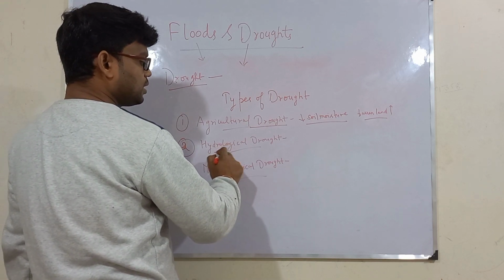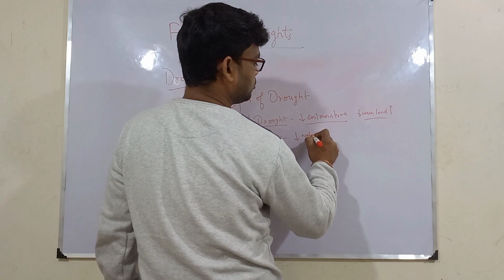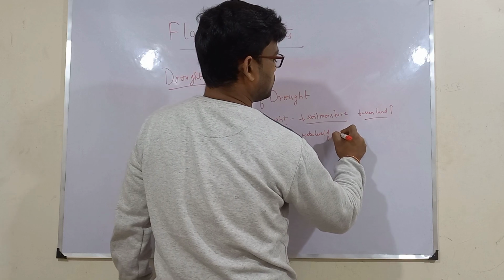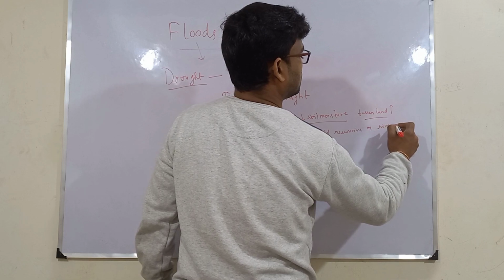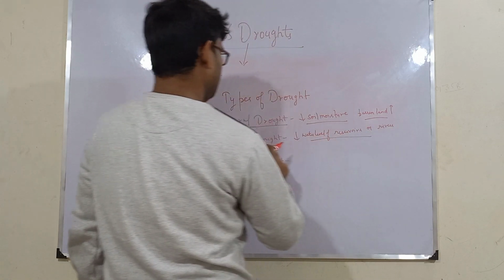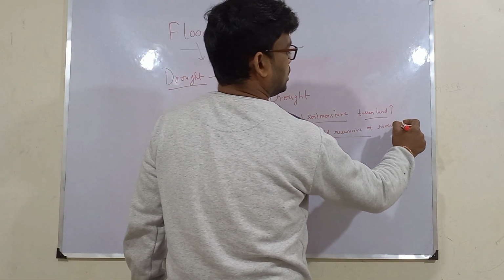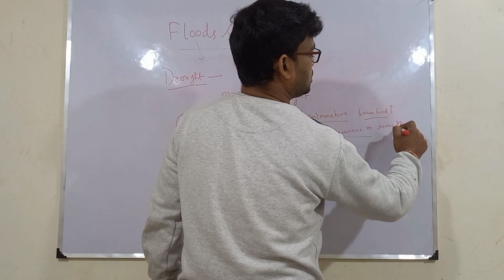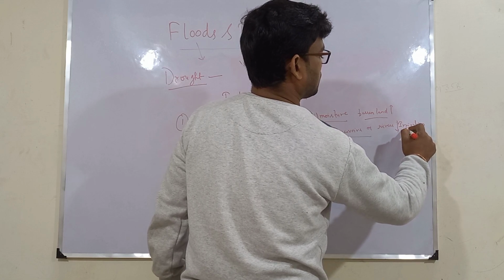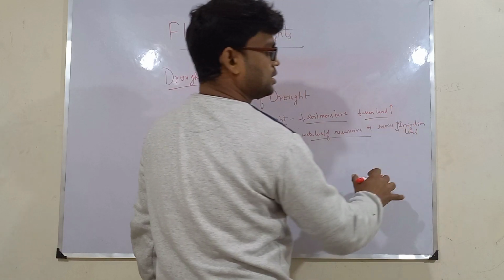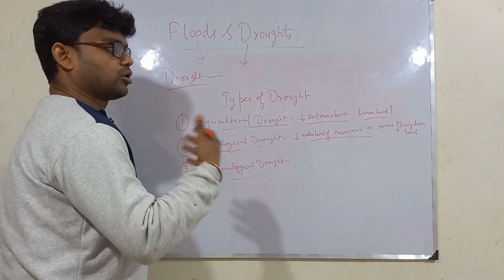Okay. Next is hydrological drought. Hydrological drought refers to decrease in the water level of reservoirs or rivers. Now, due to this decrease in the water level of reservoirs or rivers, the irrigation level decreases, and then that again results in drought like conditions.